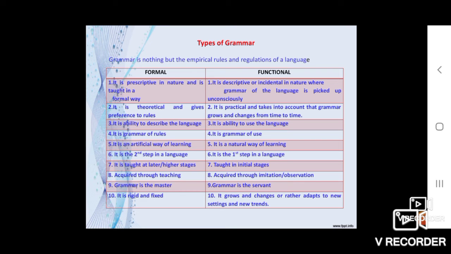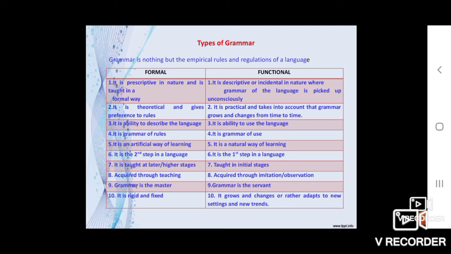In formal grammar, point 5 tells us that it is an artificial way of learning. Artificial way of learning, because it is a third language for us. Somewhere it is the first language for the students who are studying in English medium. But as far as students from a non-English background are concerned, they have to try for learning such a type of language, and it is an artificial way of learning. But in functional grammar, it is a natural way of learning.